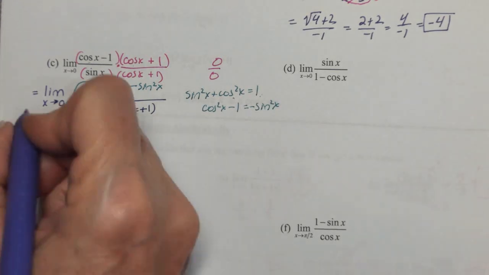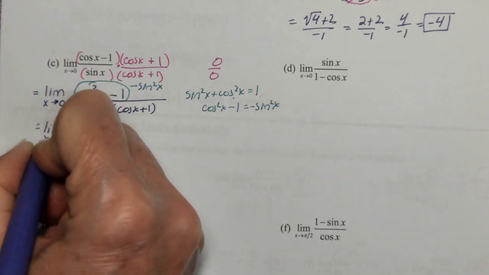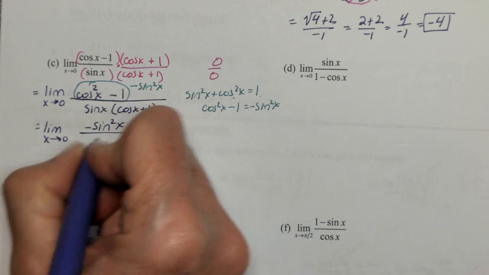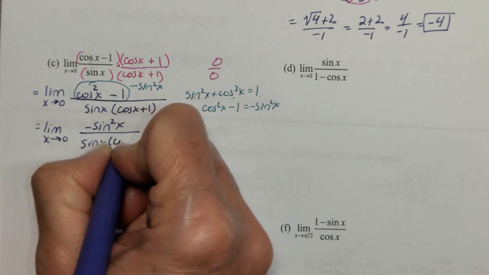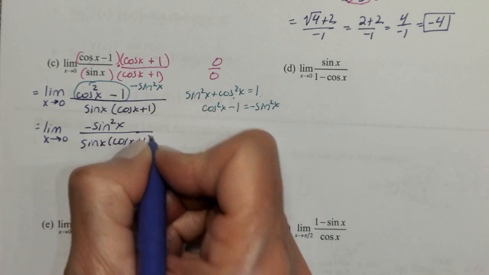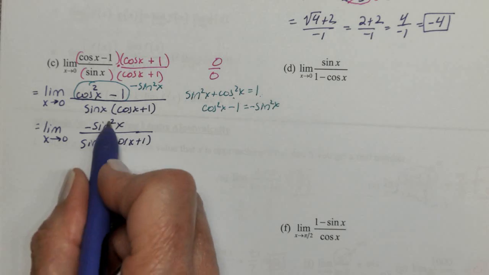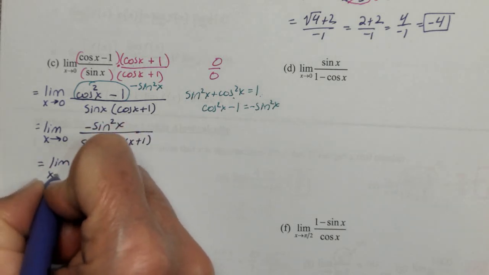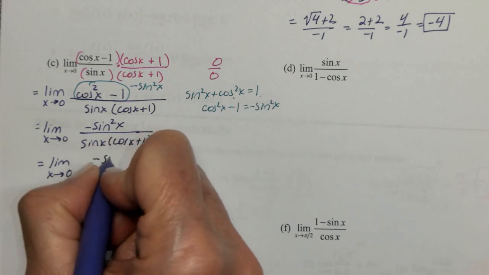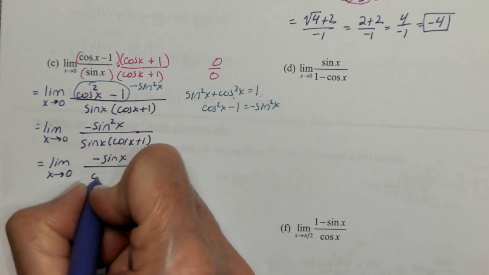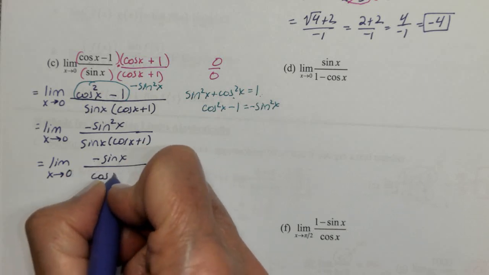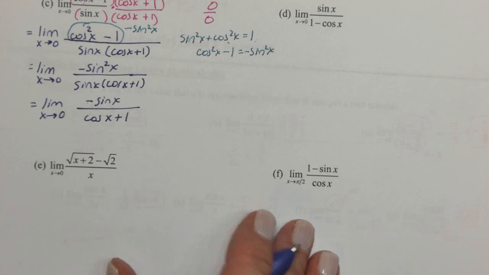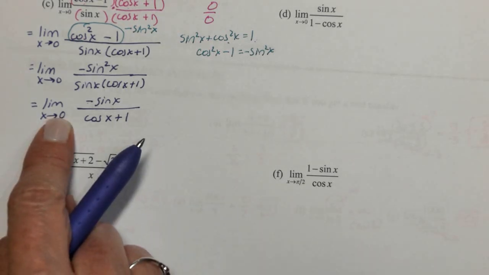So I might go ahead and rewrite that for you. That is negative sine squared x over sine x times cosine x, and we found our hole. It was a sine x. So I'm going to reduce one sine x. It'll leave a negative sine x on top, and cosine x plus 1 in the denominator. Plug 0 in for what remains.